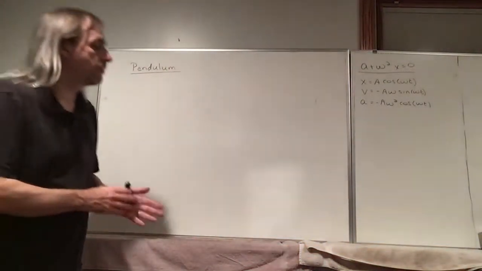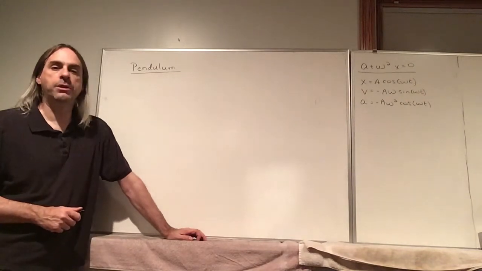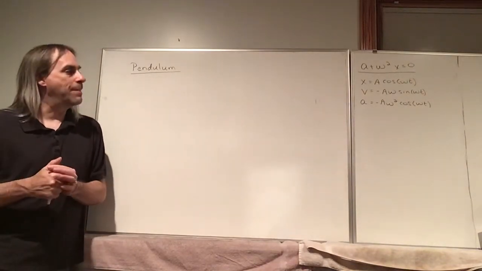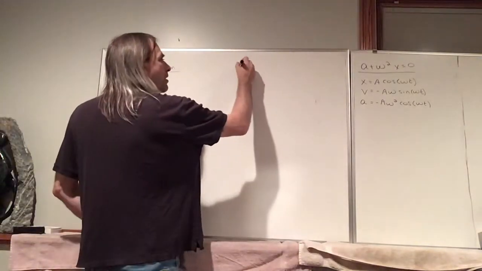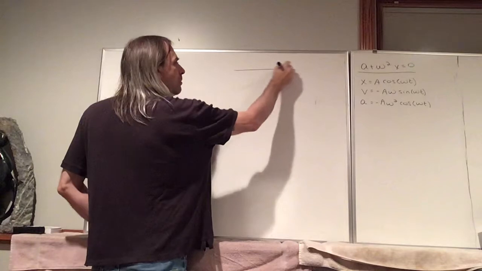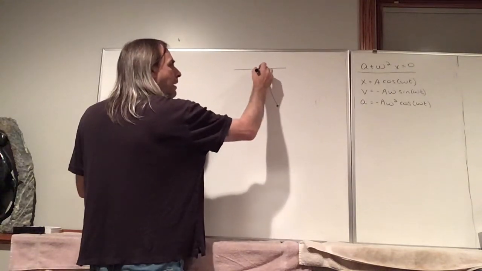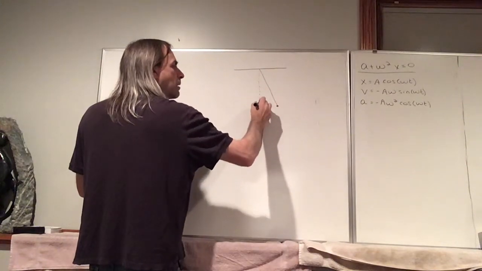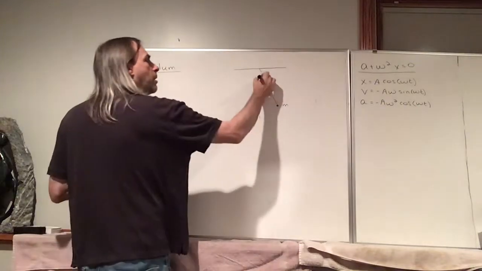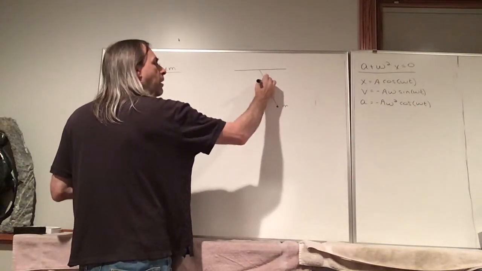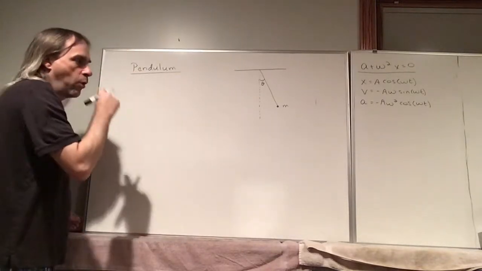Hello, class. Okay, so we're going to talk about pendulums today, which is another example of simple harmonic motion. So we're going to start out with a very simple pendulum where we're going to tie a mass to the end of a string and pull it through an angle theta and let it just swing back and forth.